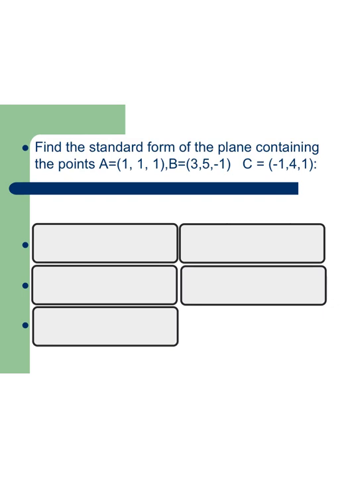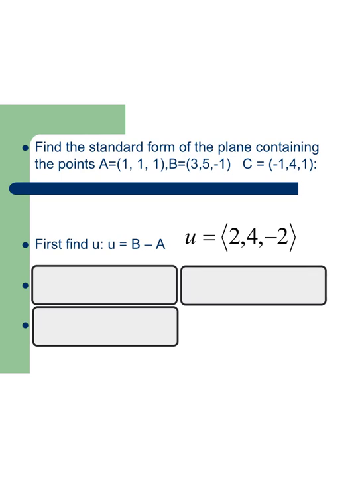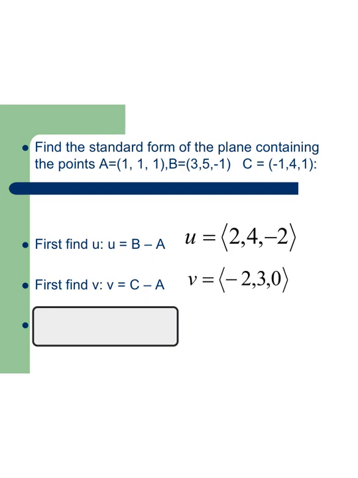Again, we want to first find our vectors u and v. If I want to find vector u, we're going to do b minus a. And when you do b minus a, we get the vector (2, 4, -4). I now would like to find vector v. So to do that, we're going to do c minus a. Again, just to reiterate that we are having the same initial point when we're trying to find our vectors u and v. And when I find my vector v, I get (-2, 3, 0).